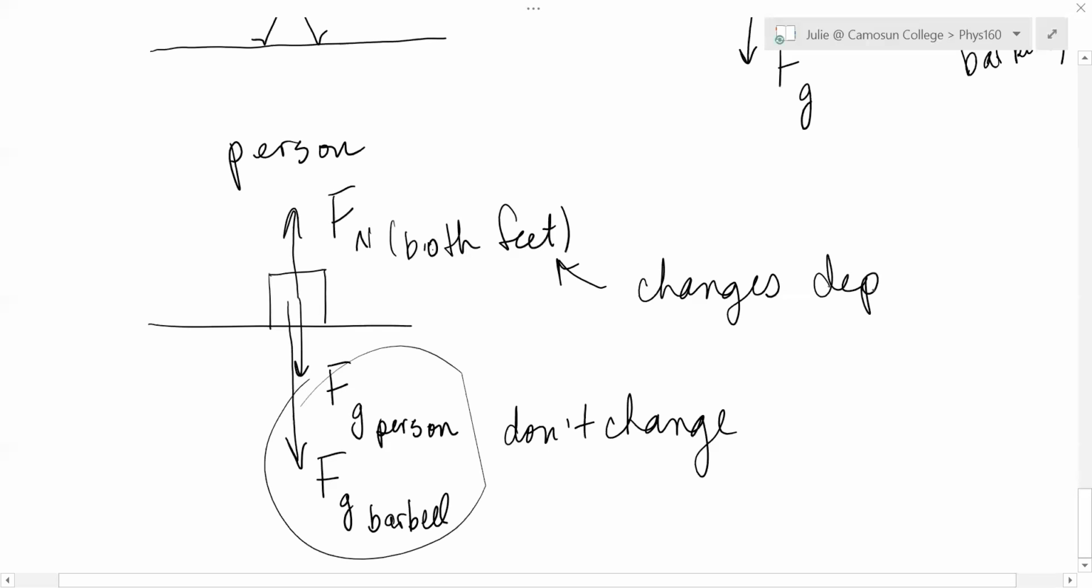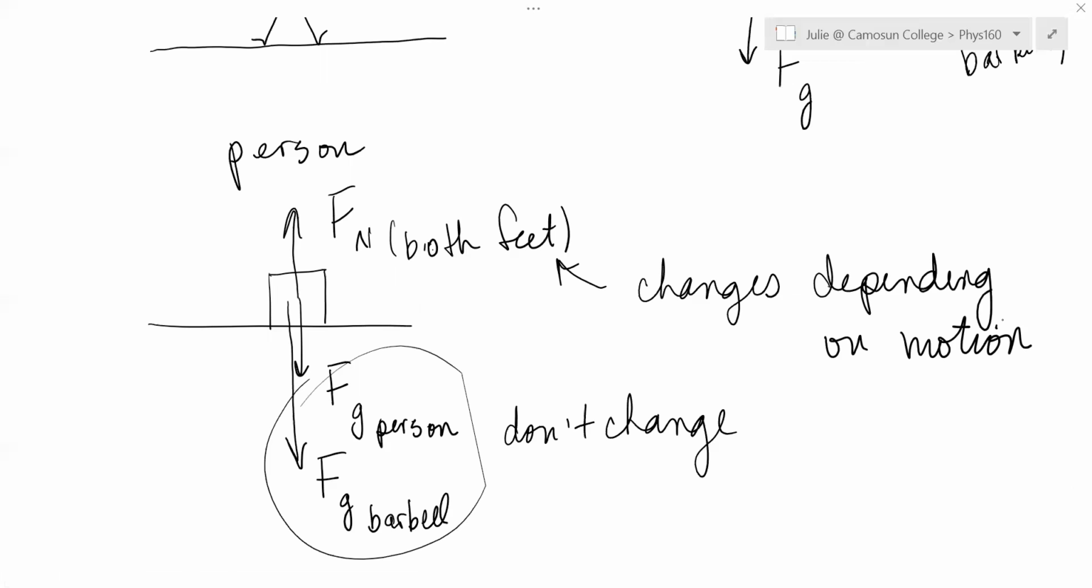It changes depending on motion. So lifting the barbell from the ground up is going to require a lot bigger force than just letting it drop down. So that normal force, which you have to generate by pushing against the floor, by contracting all your muscles, will change depending on the motion of that barbell.